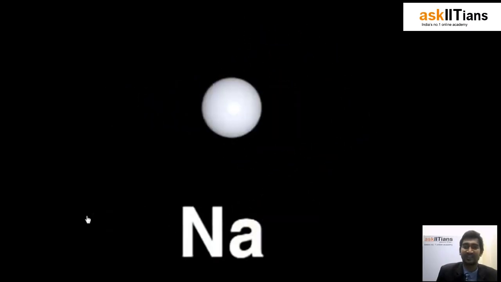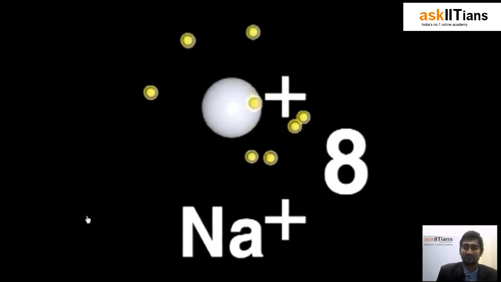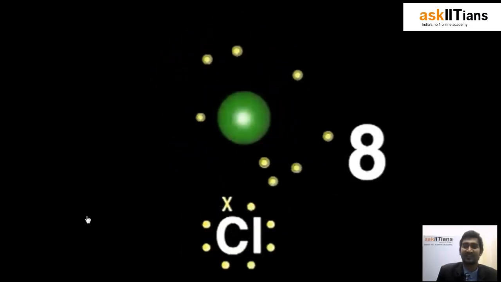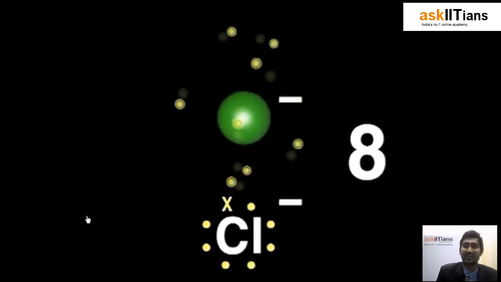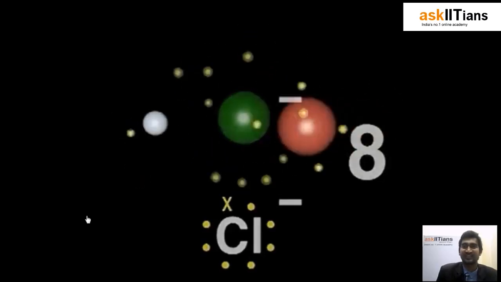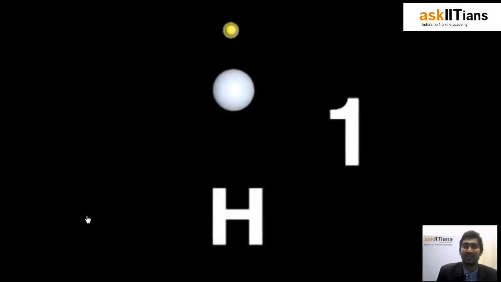Na, to get the octet configuration of neon, will donate one electron and form an Na+ ion, and that electron the chlorine atom will accept to form a Cl- anion. So one becomes a cation, one becomes an anion, and oppositely charged particles attract each other. Similarly, Na+ and Cl- will form an ionic bond.